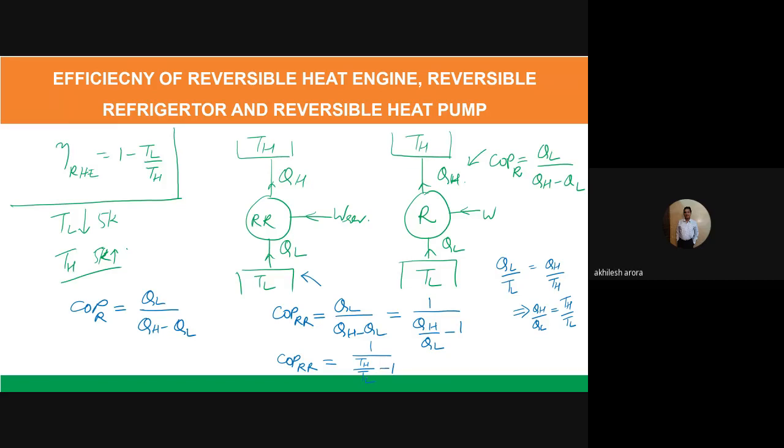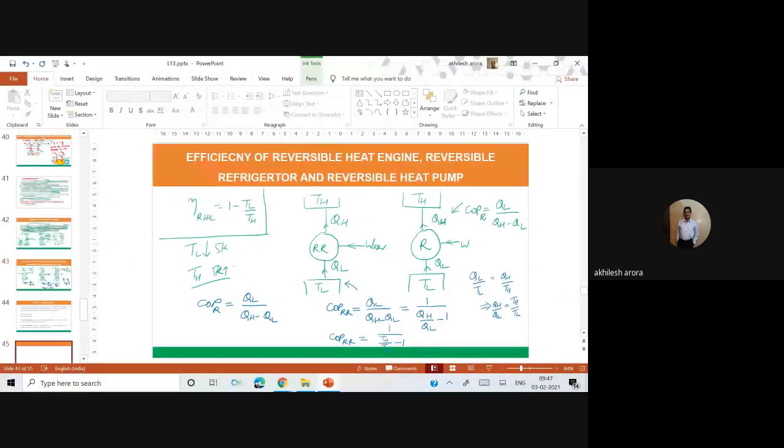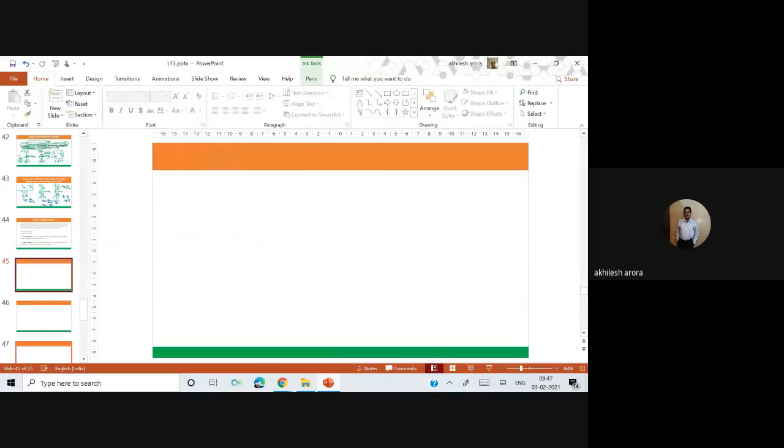I will have to insert one more slide here. Yes, you can write it here. Now COP of a reversible refrigerator is equal to 1 over TH by TL minus 1. And finally it can be written as TL over TH minus TL. So this is the value of the COP of the reversible refrigerator.